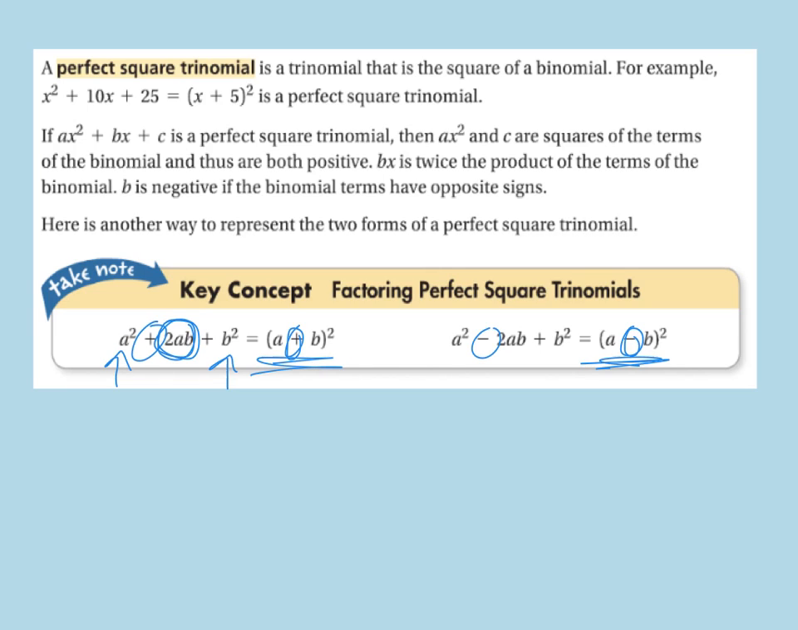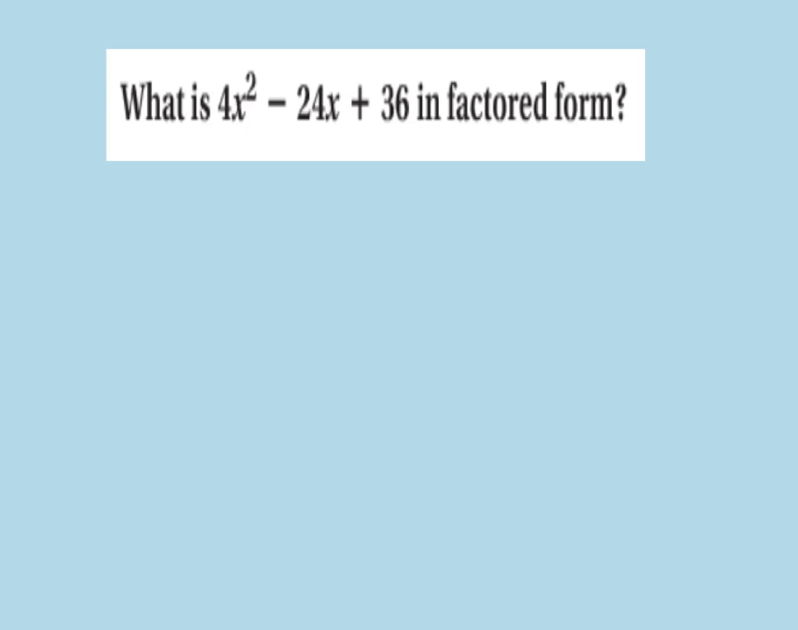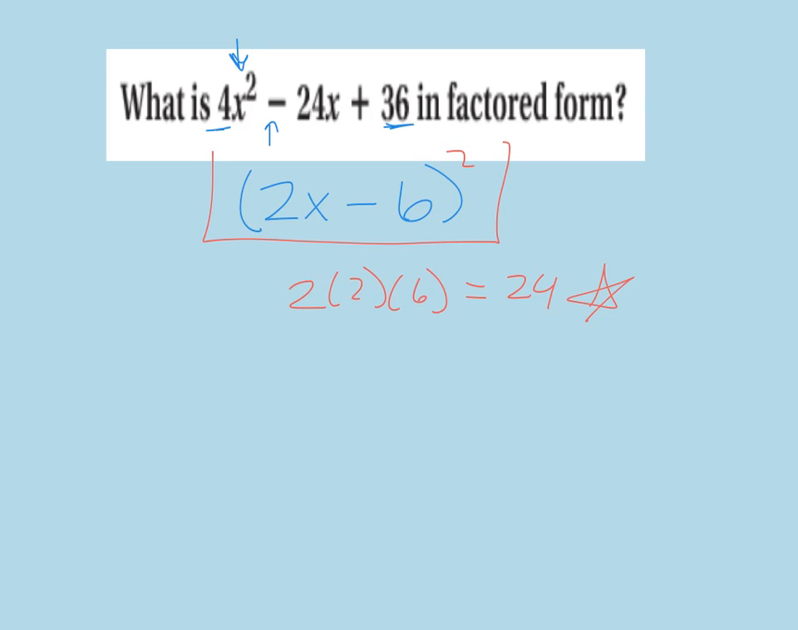So let me show you an example. When I look at this, I see that 4 and 36 are perfect squares. So I'm going to test this out. Subtraction in between. The square root of 4 is 2, so it would be 2x. Why does this have an x with it? Because the 4 is with the x. Then I would have minus 6. But first I want to check it. So this should be 2 times 2 times 6. When I multiply that all together, I get 24, which checks out. So this right here would be my final answer.